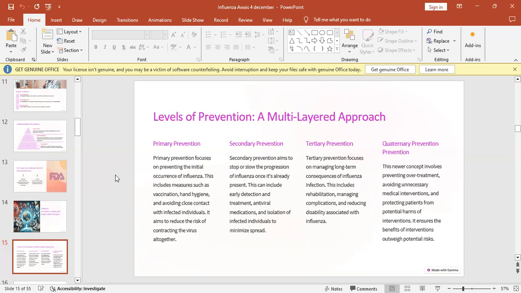Secondary prevention aims to stop or slow the progression of influenza once it's already present. This can include early detection and treatment, antiviral medications, and isolation of infected individuals to minimize the spread. Tertiary prevention focuses on managing long-term consequences of influenza infection. This includes rehabilitation, managing complications, and reducing disability associated with influenza. Quaternary prevention is a newer concept that involves preventing overtreatment, avoiding unnecessary medical interventions, and protecting patients from potential harms of interventions. It ensures the benefits of interventions outweigh the potential risks.